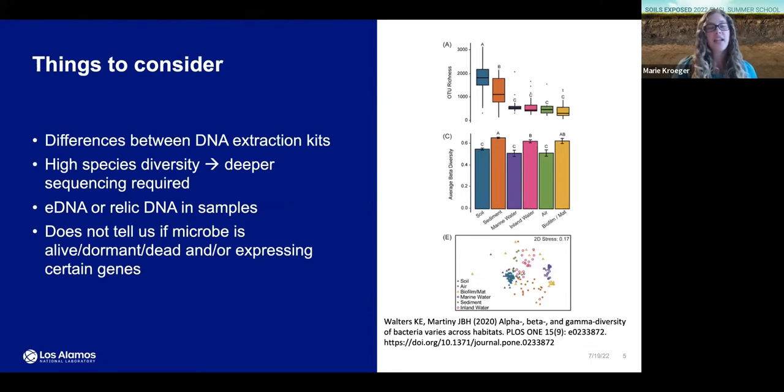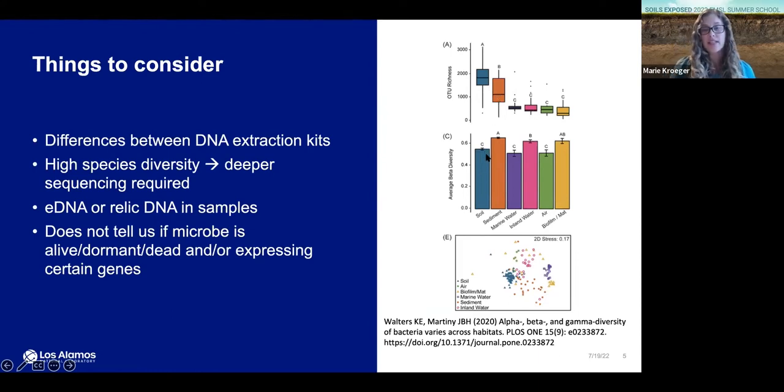The next point I want to make is that soils have extremely high species diversity, which probably many of you already know. On the right here, I found this figure from Jennifer Martini's lab, where they were showing the differences in richness between soils in blue and, in orange, sediment. So even just between soil and sediment, you see this decrease in richness.